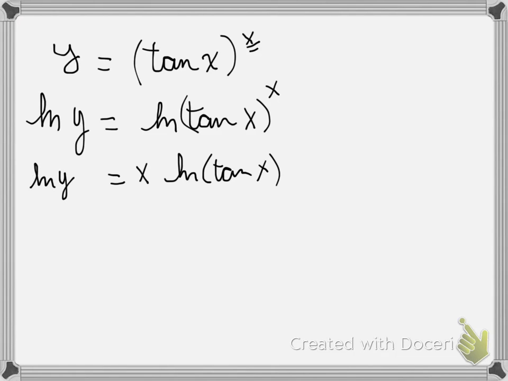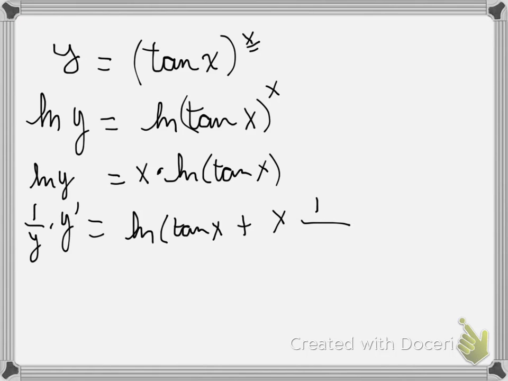Now if we take the derivative of each side, the derivative of natural log of y is 1 over y times y prime. Product rule here again, x times the natural log of the tangent of x. The derivative of x is 1, that leaves us with the natural log of the tangent of x, plus we leave x alone. The derivative of the natural log of tangent of x is 1 over the tangent of x, times the derivative of tangent of x, which is secant squared.